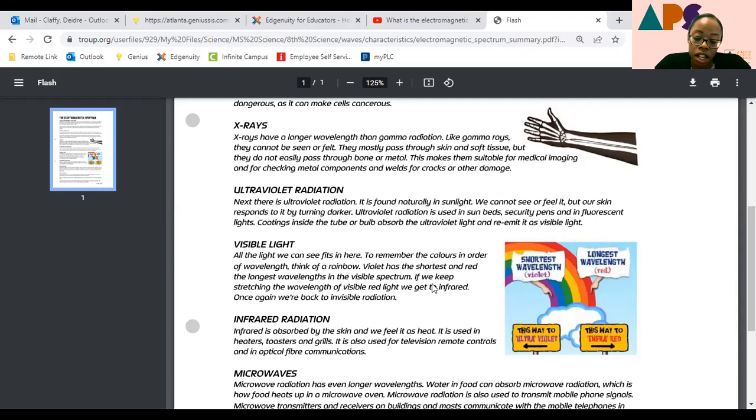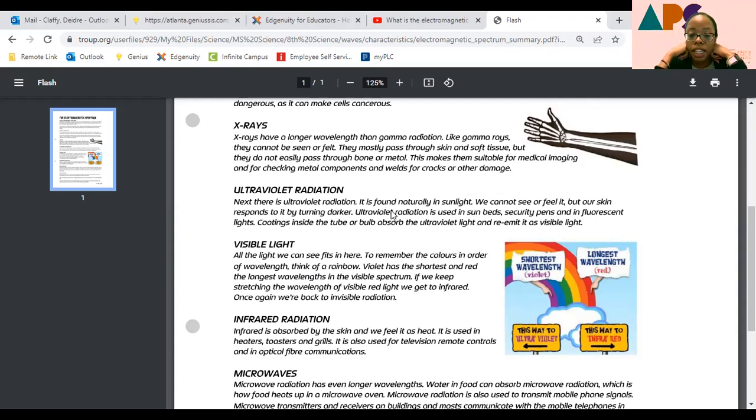I think there's a little saying, Roy G. Biv: red, orange, yellow, green, blue, violet. I'm not sure if I'm missing one, but I learned that in art class. So visible light, pretty easy to understand, guys. This is light that we can actually see.